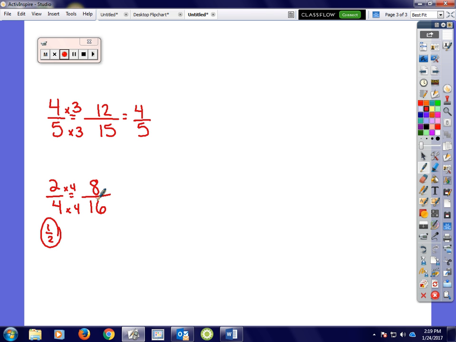Okay, let's try one more, and then we'll do some practicing in class tomorrow. Let's go with 3/5. Find me an equivalent fraction.